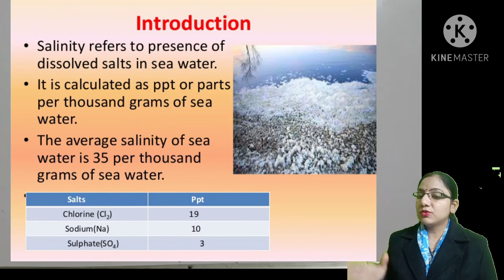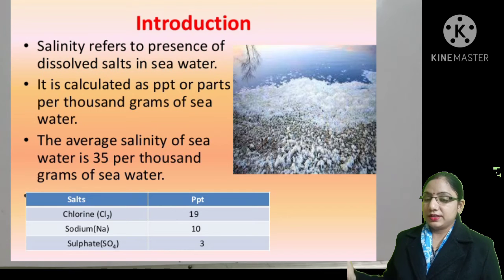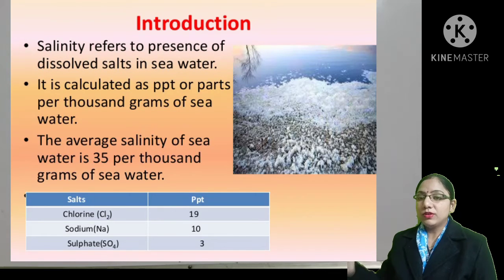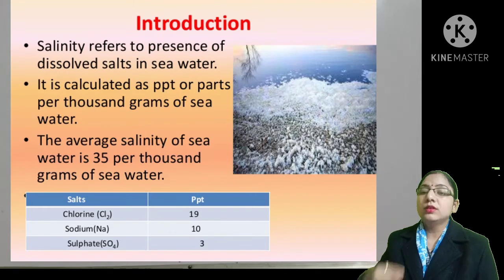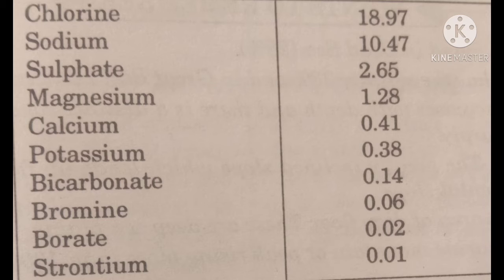Here is one table I am showing you, through which you will understand and study how the water salinity affects the oceanic water. So students, if you look at this chart, there are many minerals. The amount of these minerals is in grams of salt per kg of water. First of all, the most amount is of chlorine, then second is sodium, third is sulfate, then magnesium, then calcium, potassium, bicarbonate, bromine, borate, and strontium.